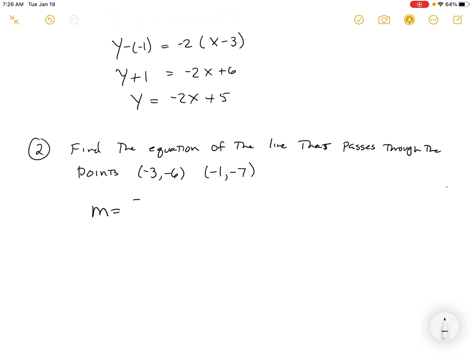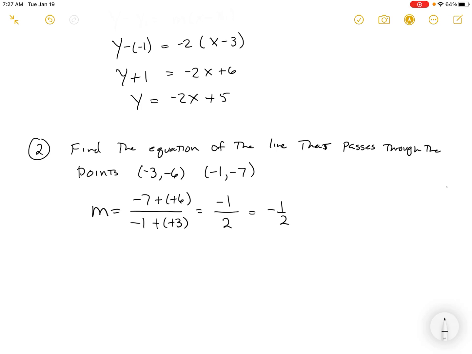The slope is the change in y over the change in x. Right? Being careful. Why give you all those negatives? So that they make sure that your real number arithmetic is good, right? That you're going to be okay. So -7 minus -6 is -1, right? That's -7 plus 6. -1 plus 3 is 2. And so we get the slope of -1/2 that easily.